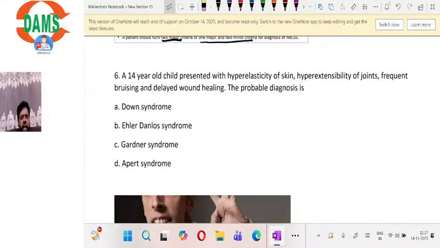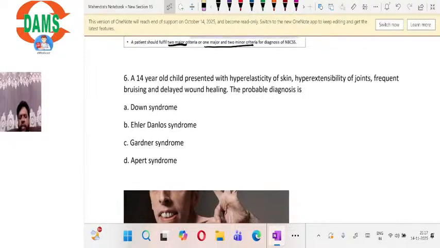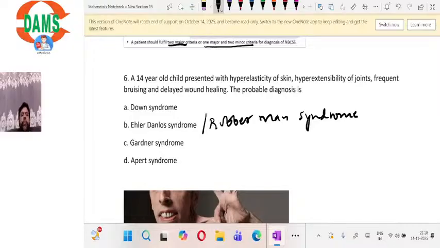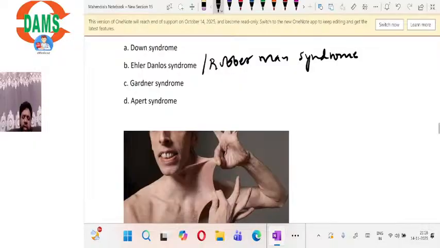Okay, a 14-year-old child presented with hyperelasticity of skin, hyperextensibility of joints, frequent bruising, and delayed wound healing. Again, we have discussed this. There is a syndrome called Rubberman syndrome or Ehlers-Danlos syndrome. What happens in this patient? Typically in Rubberman syndrome or Ehlers-Danlos syndrome patients, they have the ability to stretch their skin. In this image you can see they can stretch their skin to that extent.